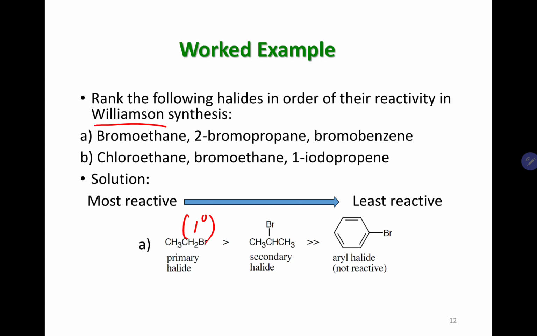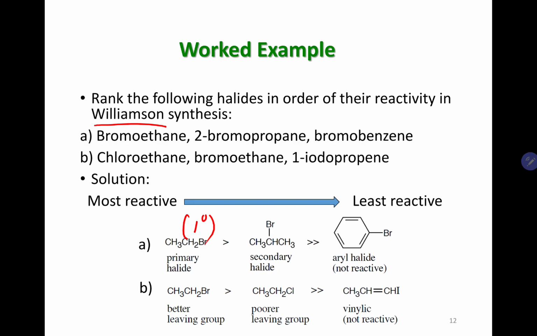For B, it is also very similar. You have two alkyl halides, but of course the ethyl bromide will be better because bromine is a better leaving group as compared to chlorine. But vinylic compounds are not reactive, so vinylic groups are not reactive, so that is the least reactive one.